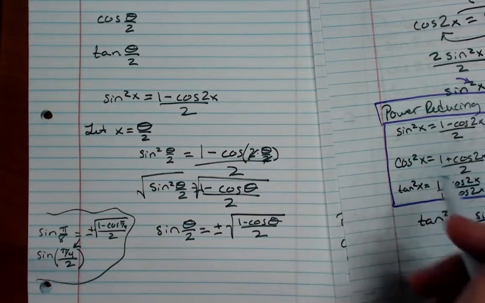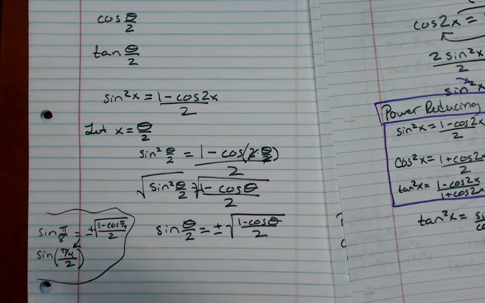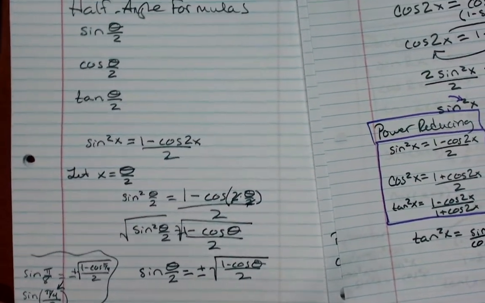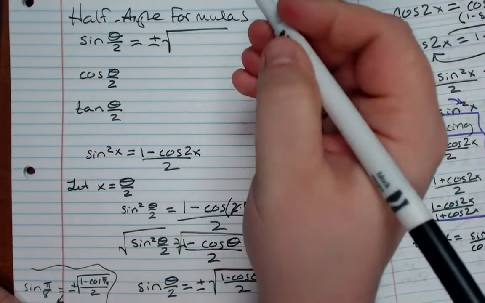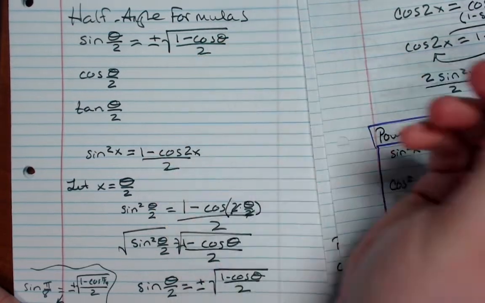I think the angle addition ones are maybe a little bit clearer than power reducing, right? Because we're not changing that angle inside. I think it's a little bit harder to see this angle over 2, which is why I wanted to introduce that. So sine of theta over 2 is plus or minus the square root of 1 minus cosine of theta over 2.